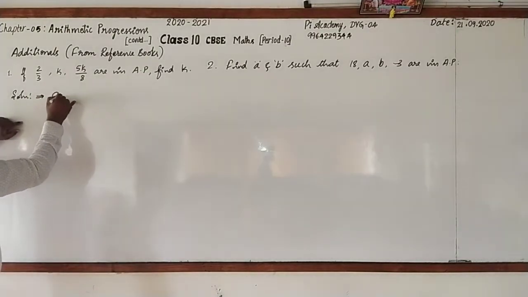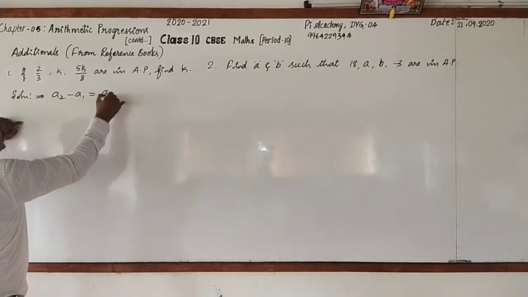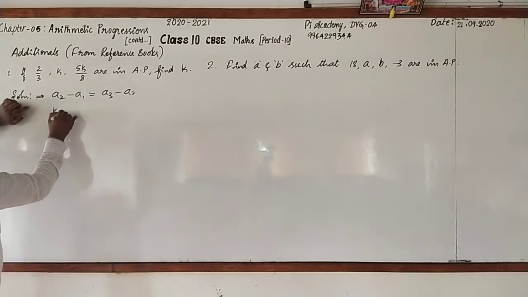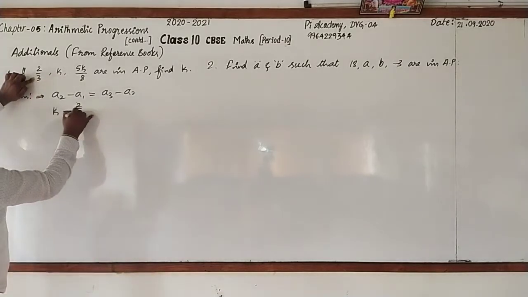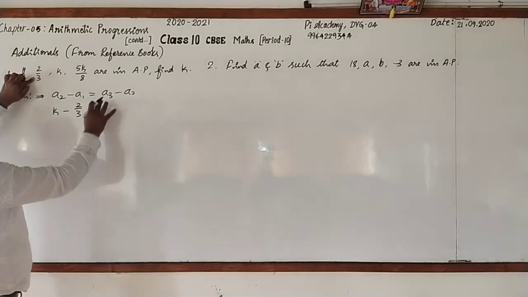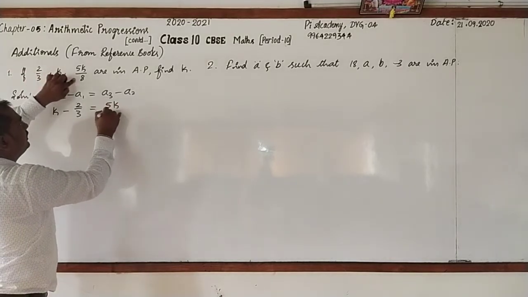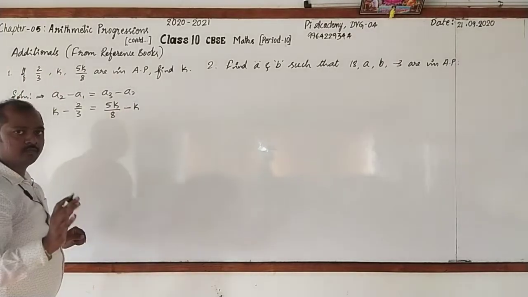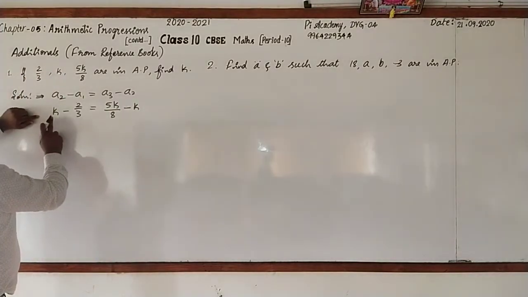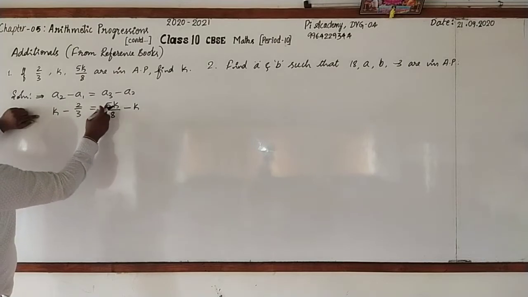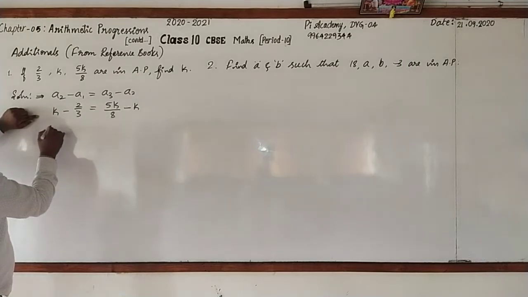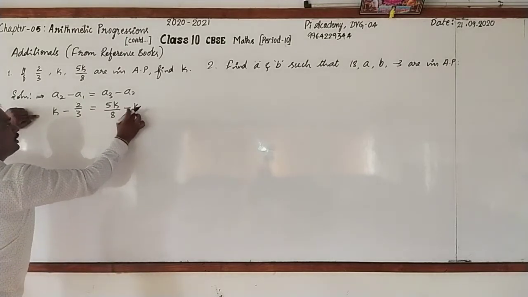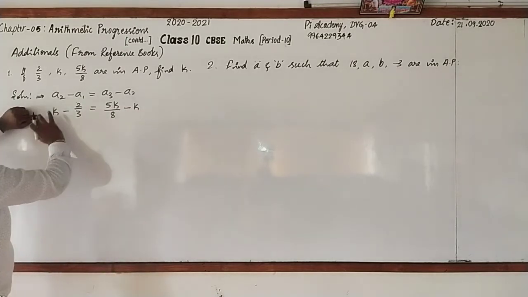Here I will write A2 minus A1 is equal to A3 minus A2. What is A2? Here k, minus A1 is 2 by 3, which is equal to A3, this is 5k by 8, minus A2, this is k. Followed? Now observe here. I'll write these fractional terms on the left hand side, or else only the whole number terms, integer terms, on the left hand side.